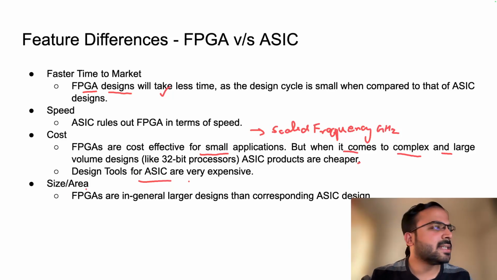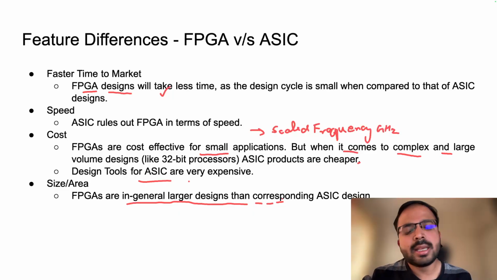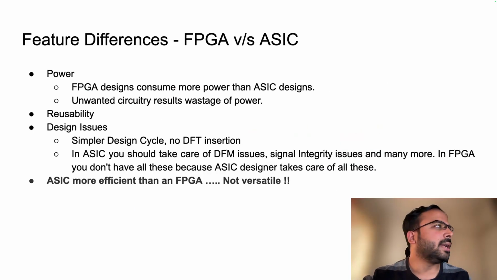Now, what about size and area, right? Since FPGAs are expected to produce more than one function, they are programmable to give more than one desired output or product design, right? So FPGAs are in general larger designs because they have larger circuitry. Some circuitry may not be used, but it needs to be there beforehand so that you can use it for certain other outputs, right? Now, what about power? Power is always an important parameter.